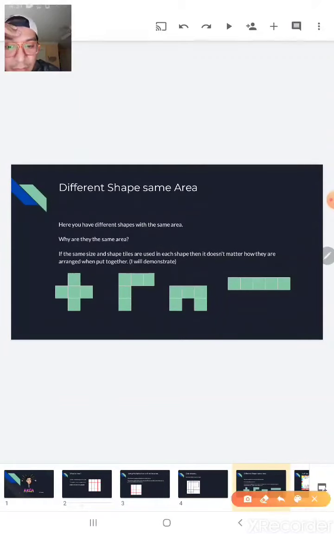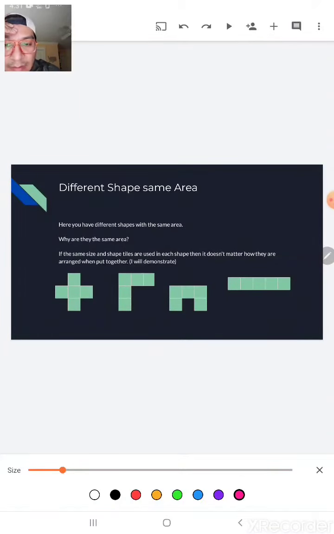We have the same 5 here. 1, 2, 3, 4, 5 shapes. So we have the same squares in each one. The same cubes, squares. We have 1, 2, 3, 4, 5. So all these shapes are different, but they have the same area, right? It doesn't matter how they were arranged or placed.